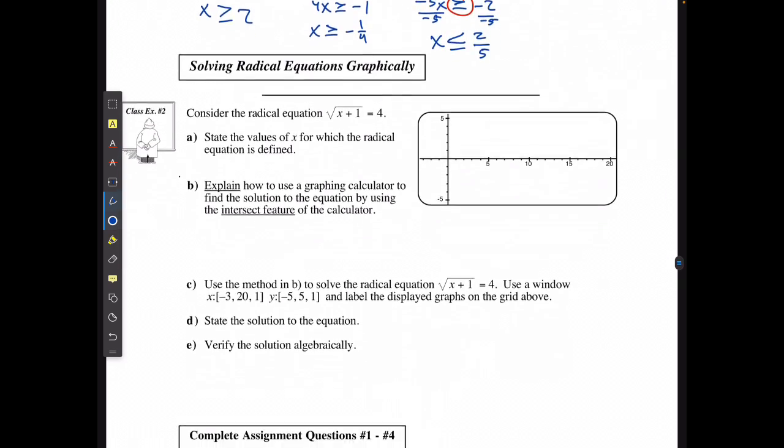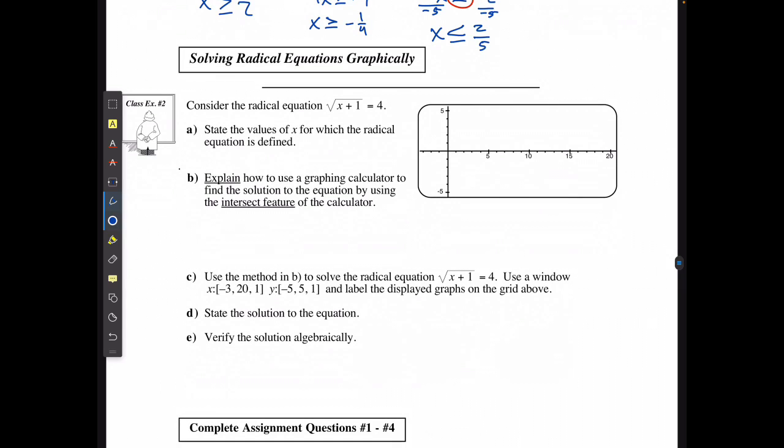If I'm solving these by graphing, if I have the radical equation, the square root of x plus 1 is equal to 4. Well, first off, the value for x, which the radical is defined, is going to be when x plus 1 is greater than or equal to 0, which means x has to be greater than or equal to negative 1 for this to be possible.